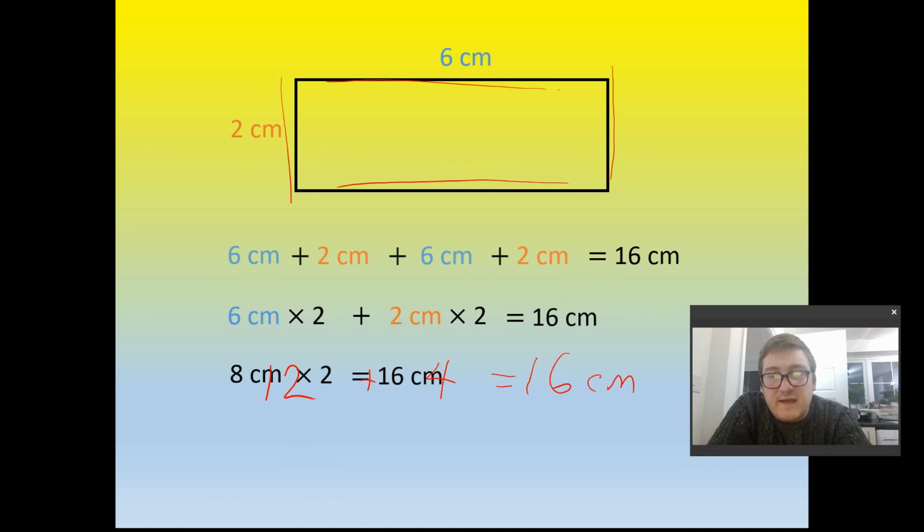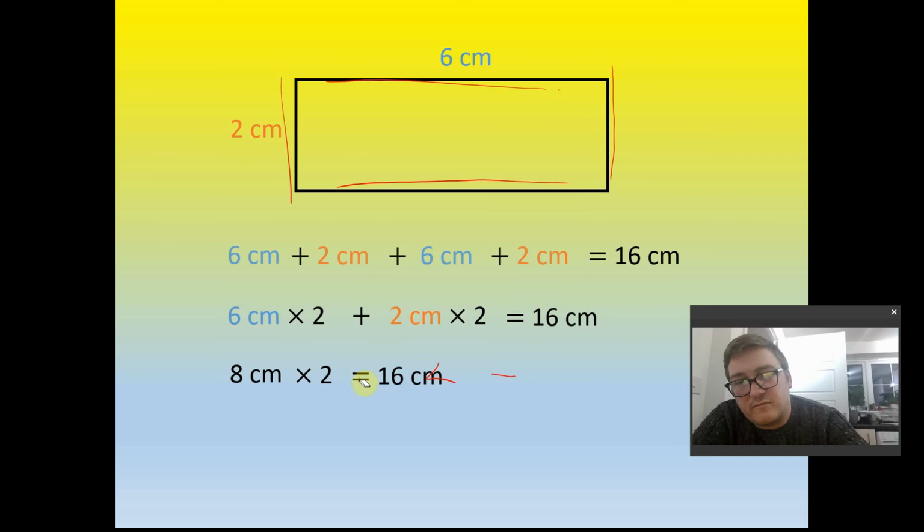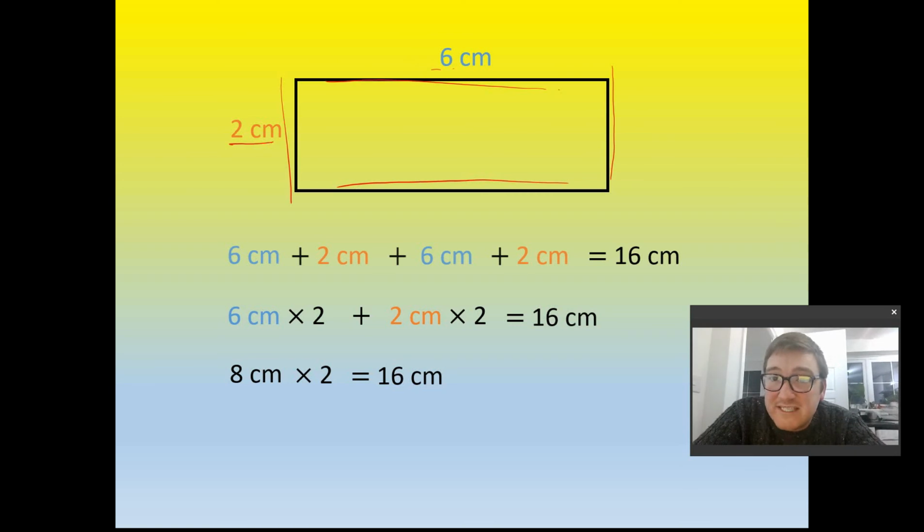So now it's showing you it in another way as well. Let me rub out my writing. So if we know what half of a rectangle is, in this case 2 and 6 equal 8, we know that the other 2 sides are going to be the same. There's going to be 2 lots of them. 2 add 6 equals 8. 8 centimeters times 2 equals 16.